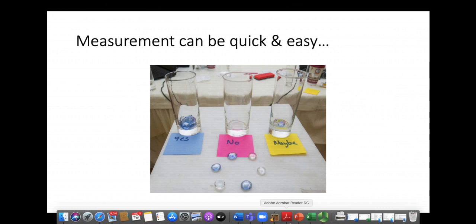Measuring can be quick and easy as well. It doesn't have to be complicated. Here, a nice demonstration of simply gathering someone's opinion. This could be done easily on a daily basis, with little or no effort.